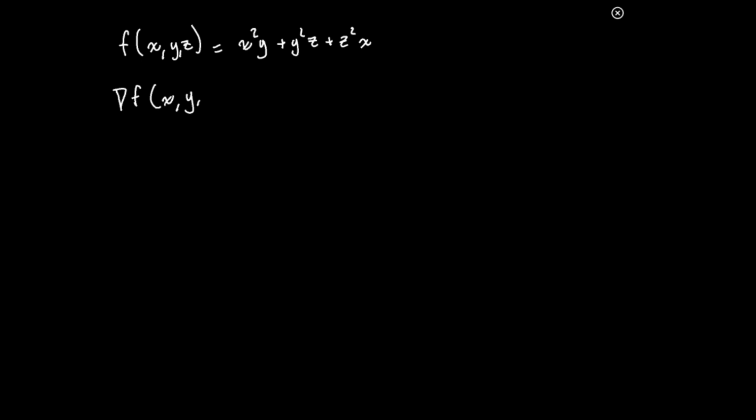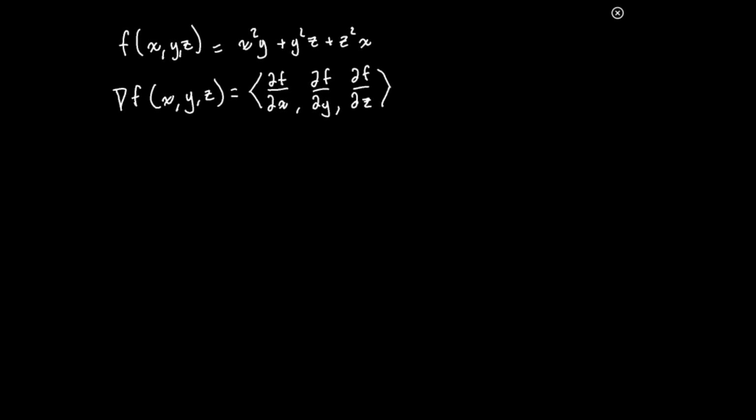So the gradient function of f of x, y, z is a vector that has 3 components, an x and a y and a z component. Partial derivative of f with respect to x, partial derivative of f with respect to y, and guess what comes next? Partial derivative of f with respect to z.